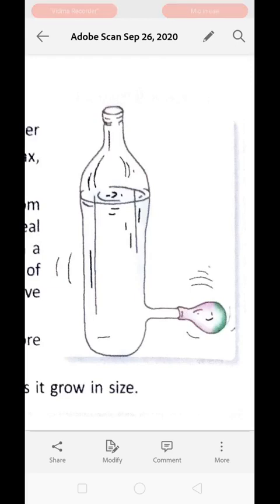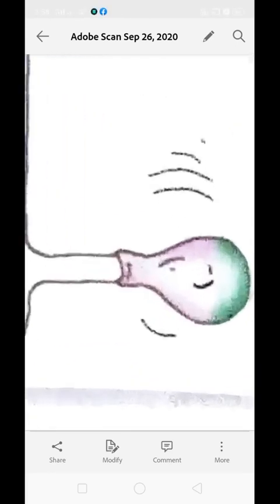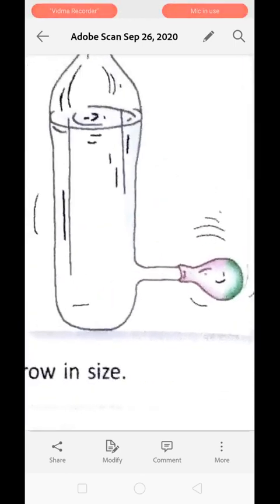Cover the mouth of the glass tube with a balloon. You can see over here the balloon is fixed at the other end of the glass tube. Clear? Now what we have to do is fill the bottle with water. Okay, we are now pouring some amount of water in the bottle.